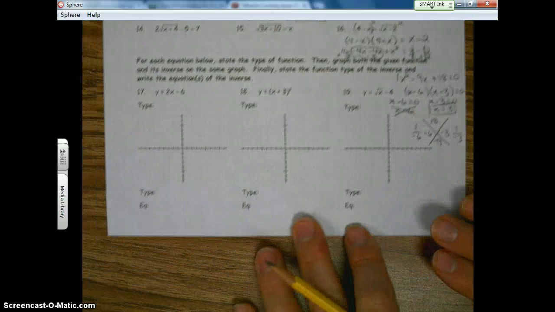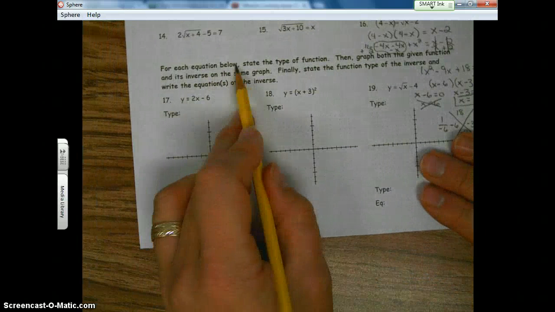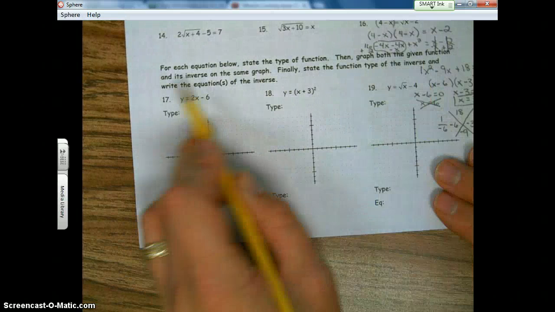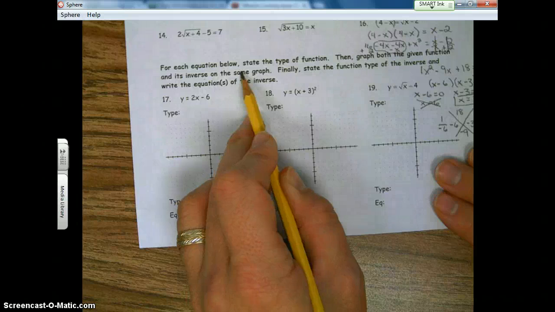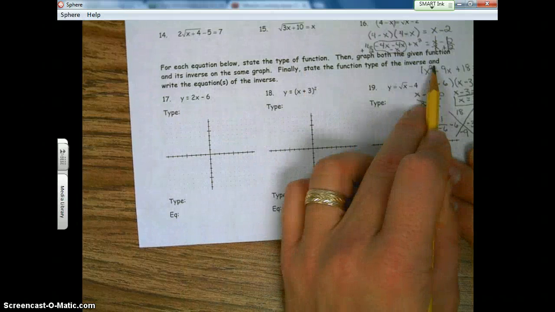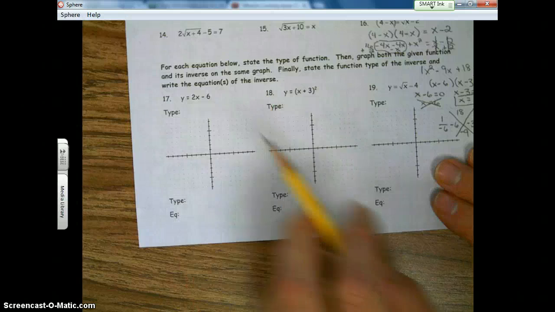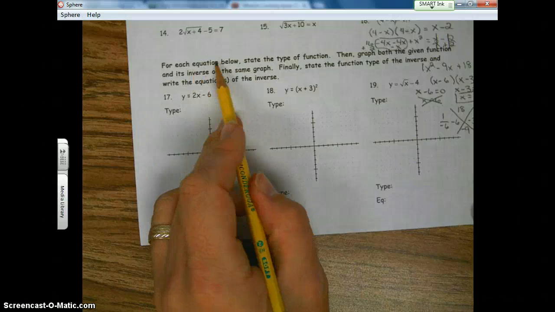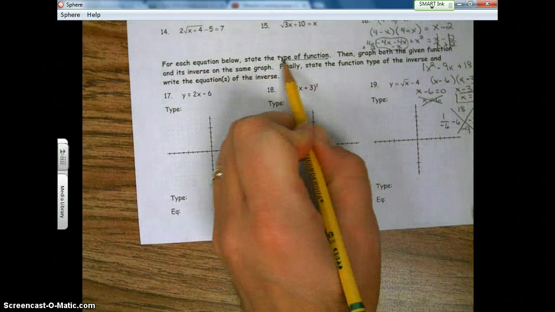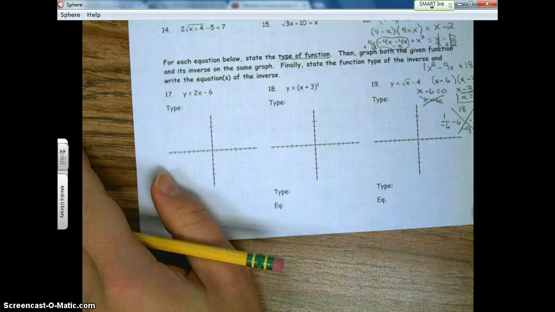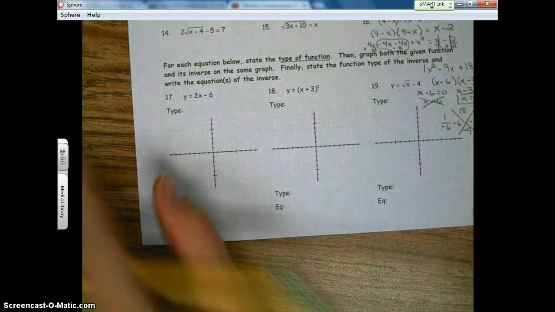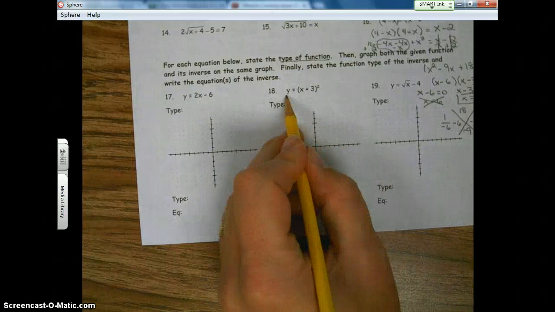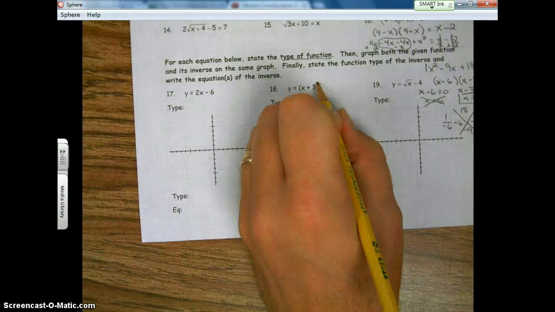All right, let's go down here. It says, for each equation below, state the type, then graph both the given function and its inverse. Finally, state the function type of the inverse and write the equations of the inverse. Okay, take it one step at a time. It says, for each equation below, state the type. Okay, which one do we want to do? Let's just do this one, okay? This is quadratic because of the square.